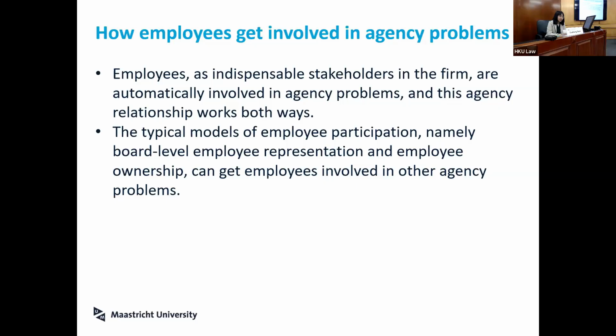And then through employee participation, namely the board-level employee representation and employee stock ownership plans that I just mentioned, employees could also get involved in the first and second types of agency problems. For example, when employees enter the board of directors, they will inevitably get involved in the agency problem between the shareholders and the managers. And through employee stock ownership plans, when they become employee shareholders and go to the shareholders' meetings, normally they become the minority shareholders. In this case, they will also get involved in the agency problem between minority shareholders and majority shareholders. So it's possible for employees to get involved in all three types of agency problems.